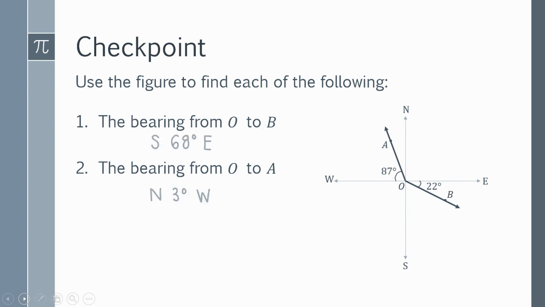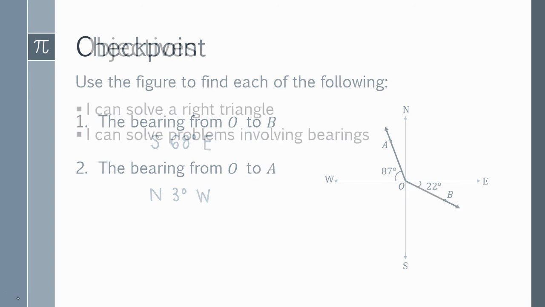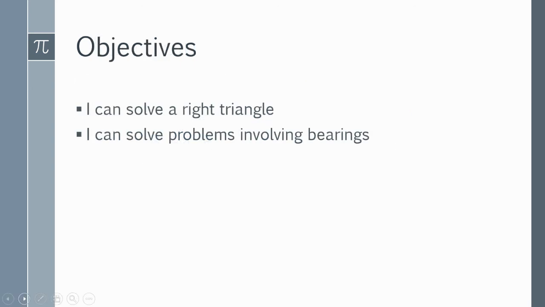So remember, we could not use either one of those measures because they were not formed with the north-south line. So I had to subtract 87 from 90 to get my second answer. That's why it's 3 degrees. I had to subtract 22 from 90 to get my first answer, so a 68-degree angle. And that's us solving a right triangle and doing some bearing problems.